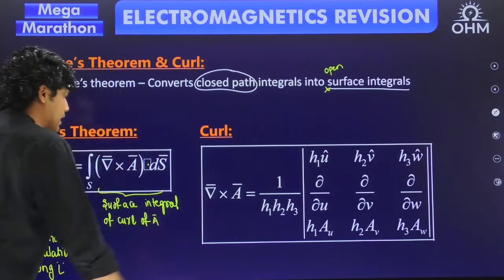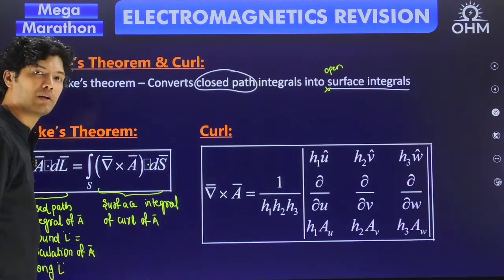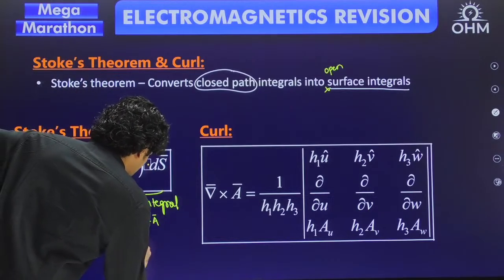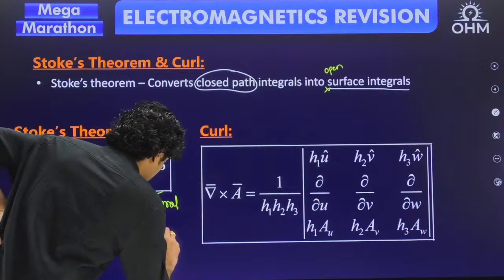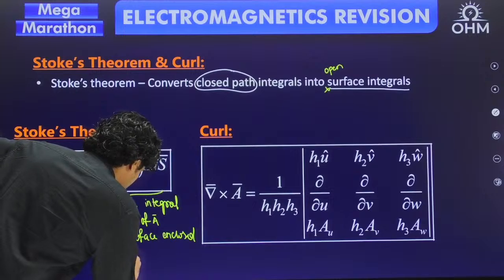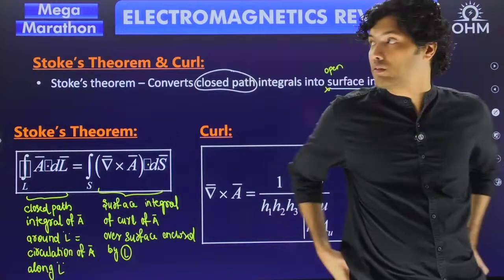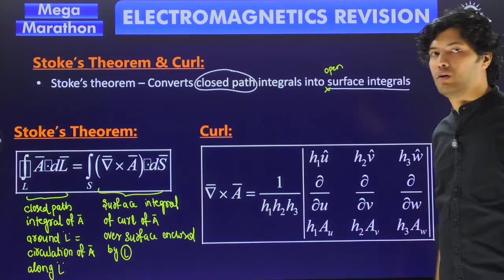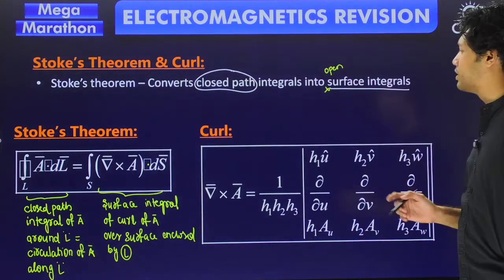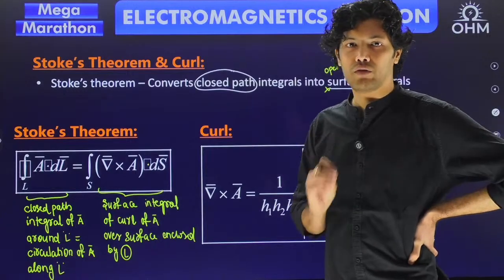So you're not integrating A bar on the RHS, but rather the curl of A bar over the surface enclosed by a closed path L. You cannot apply Stokes theorem on open surface integrations. Never apply Stokes theorem on open surface integrations. Sometimes, if you are lucky, maybe you will get the same answer, but that is not the way you are supposed to do it.